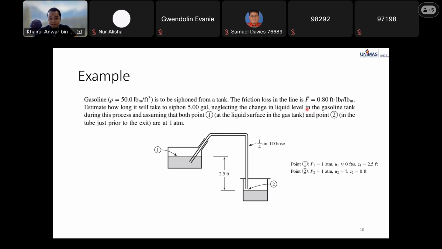Neglecting the change in liquid level in the gasoline tank during this process, assuming that for both 0.1 and 0.2 are at 1 atm. So neglecting the liquid. Why it said neglecting the liquid? Because kelasnya berubah tu. Satu lah, makin kurang. But number 2 yang makin banyak lah. Should be neglected lah. So if we neglect these changes, so the data Z is fixed.